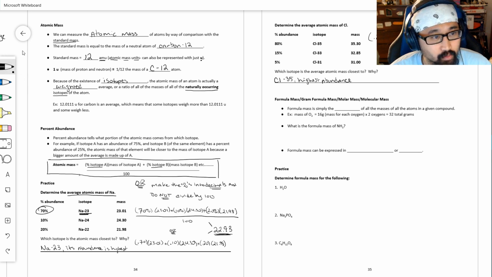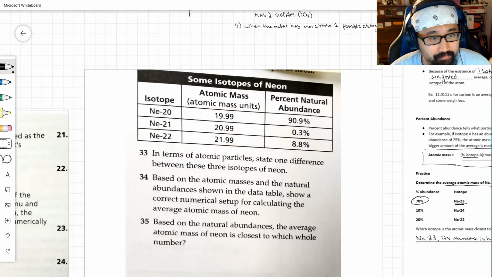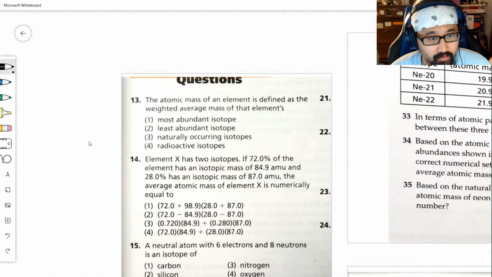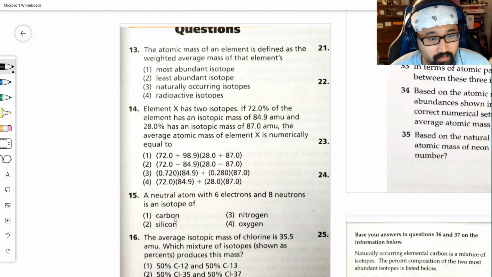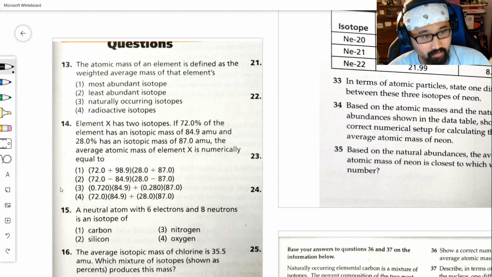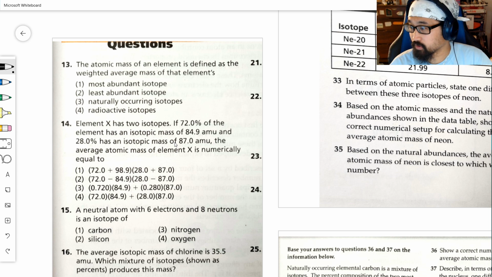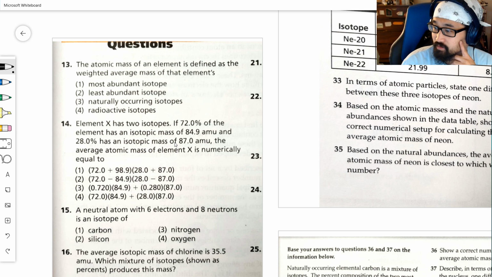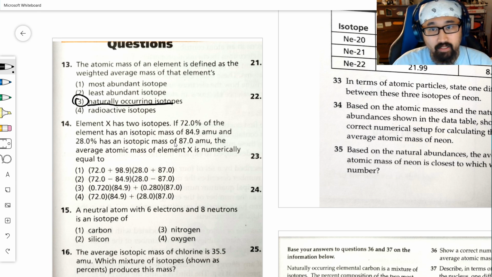I had a few questions for y'all to look at. I have copies of them over here. I had you do 13, 14, 16, and then all these short answers. I'm going to go through them pretty quickly here. So if we're looking at this, average atomic mass is the weighted average of, and I tried to have you underline this, naturally occurring isotopes. That's choice 3, straight up definition.